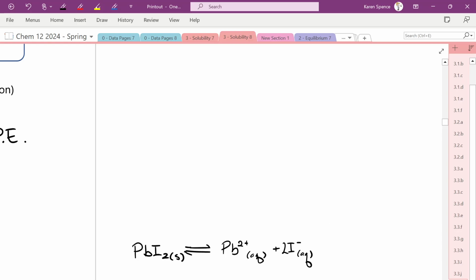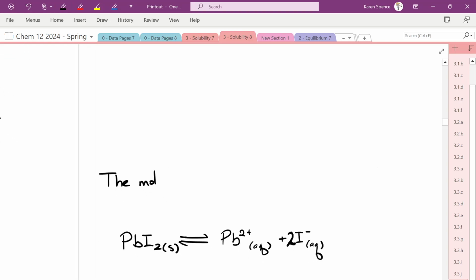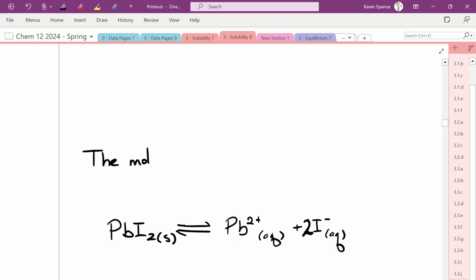And we are told that the molar solubility... I was going to ask, in the equation, why is it not I2? It's iodide. Okay, so iodide has an extra electron. Where did it get that? It got it from Pb, yes?